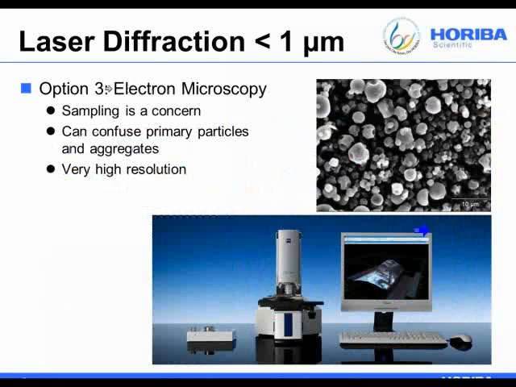Your third option is to use an electron microscope, either an SEM or TEM. More likely you'll have an SEM handy. Still not as likely as the other technologies, but more likely than a TEM. Some concerns with electron microscopy: sampling is a bit more of a concern. Less of a concern when you're looking for particles below 1 micron, but still it could be a concern. It can confuse primary particles and aggregates.